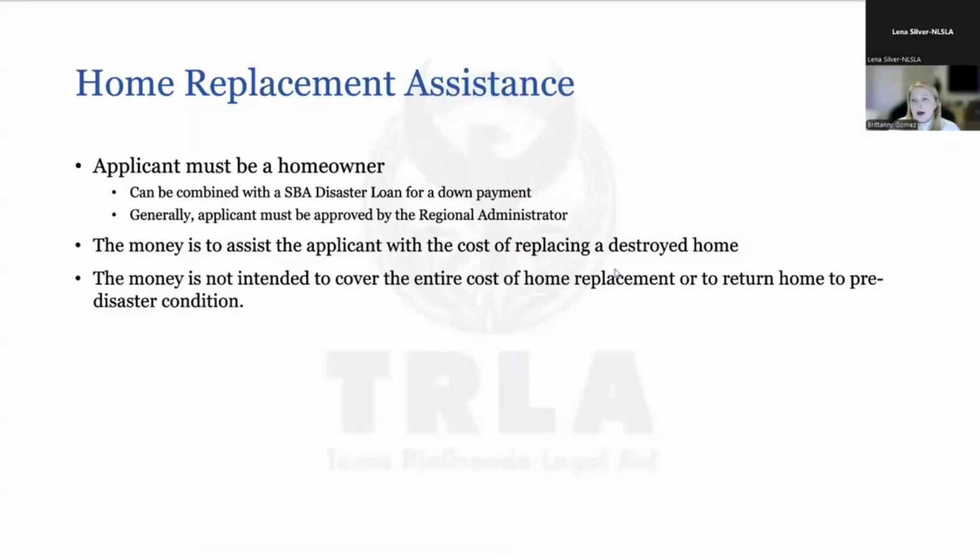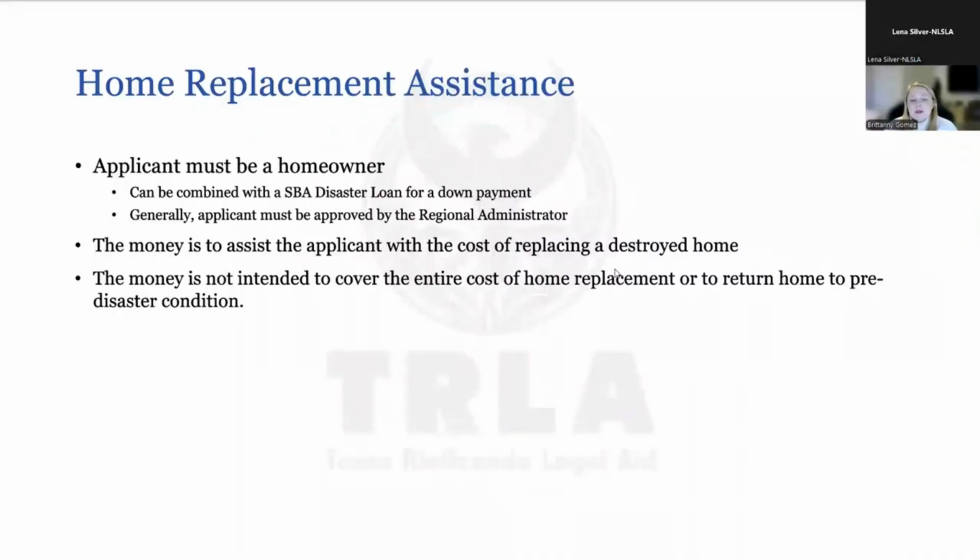It is likely to come up a lot in this disaster, just given the nature of the fires. A survivor will have to be able to show that they are a homeowner. This type of assistance, and we often see it combined with an SBA disaster loan for a homeowner, can be used for a down payment or for the rebuild. These do require higher levels of approval. So any request for home replacement assistance will be approved by the regional administrator. And that's just an extra level because of the type of assistance it is.